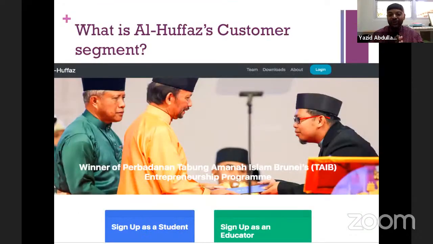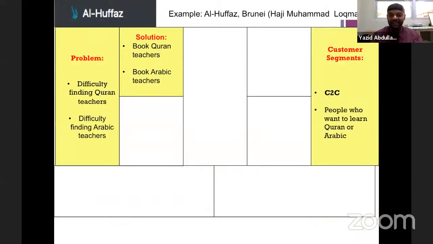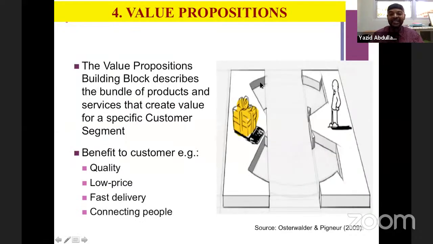So based on what we have mentioned, what is Al Huffaz customer segment? B2B, B2C, or C2C? C2C. C2C, excellent. So now we go back to the canvas and we write C2C. You can see it's a C2C company, and this is what the business is about. The next thing is we now think about the value proposition.